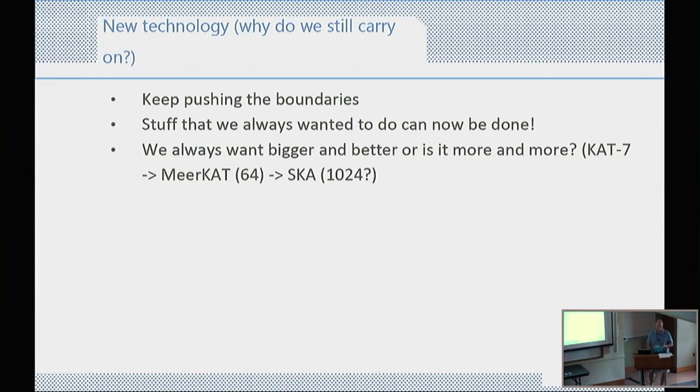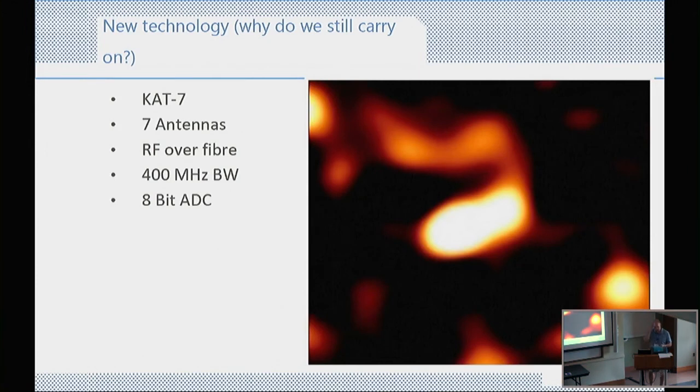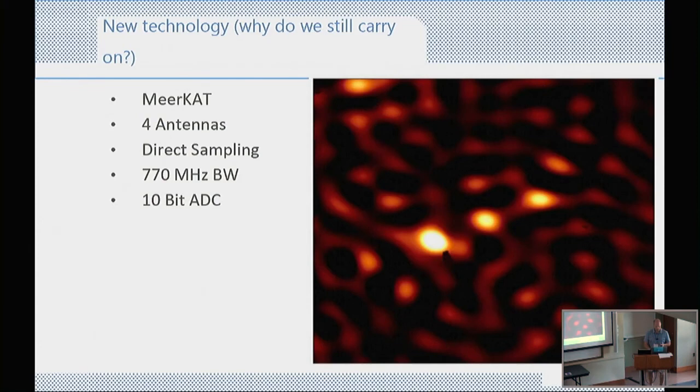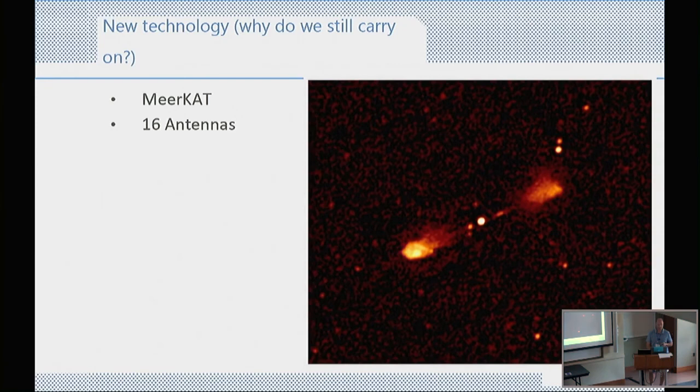And to me, the thing that visualizes it very well is just to look at this. This was an image taken of a patch of the sky with KAT-7, which was our prototype antennas. It was a 7-antenna array. It had RF over fiber link, so the digitization was done far away from the antenna. 400 megahertz of bandwidth, and it was an 8-bit ADC. So there we come. That's the same image with MeerKAT with 4 antennas, direct sampling, 770 megahertz of bandwidth, and a 10-bit ADC. And this is with 16 antennas. That's the same patch of sky. So more is better.